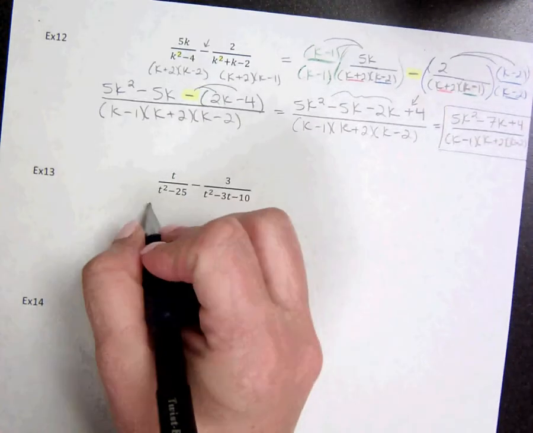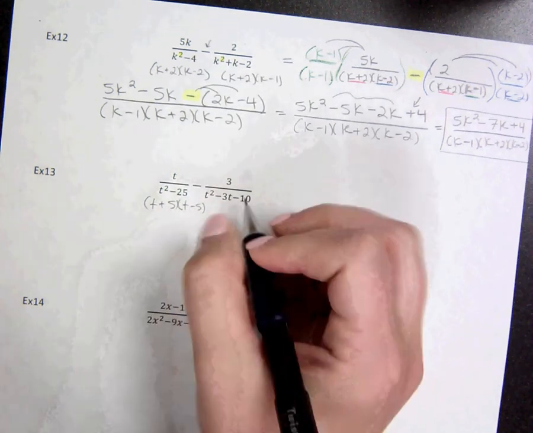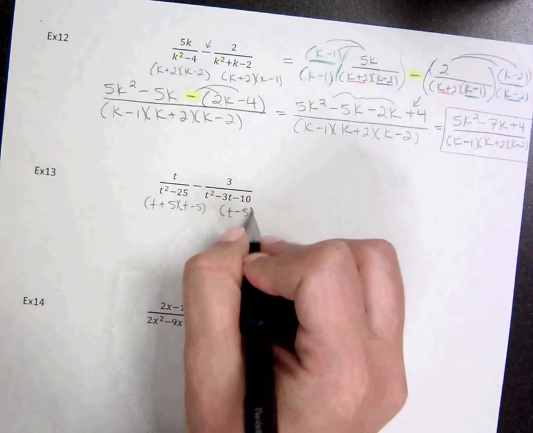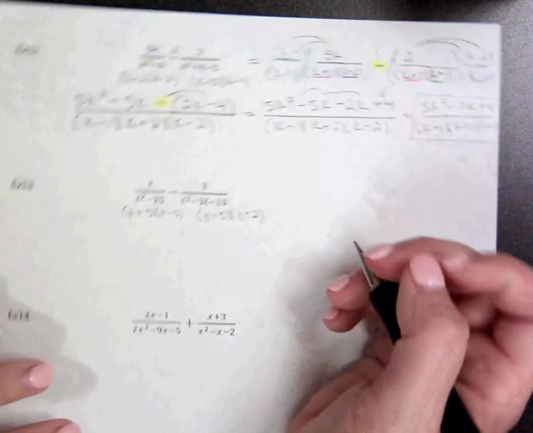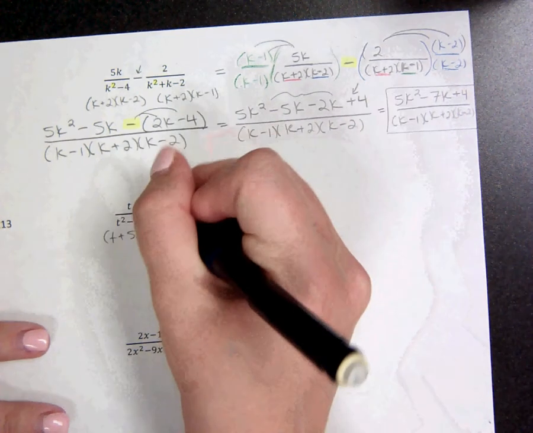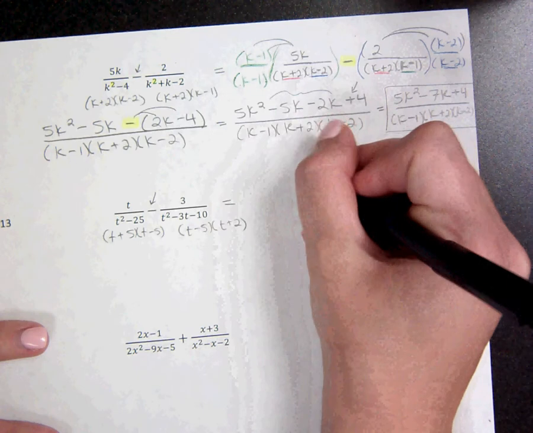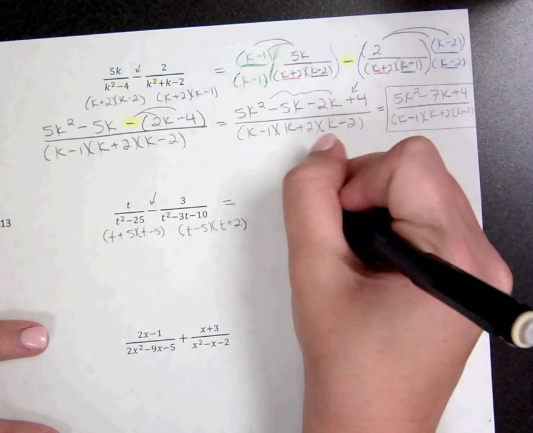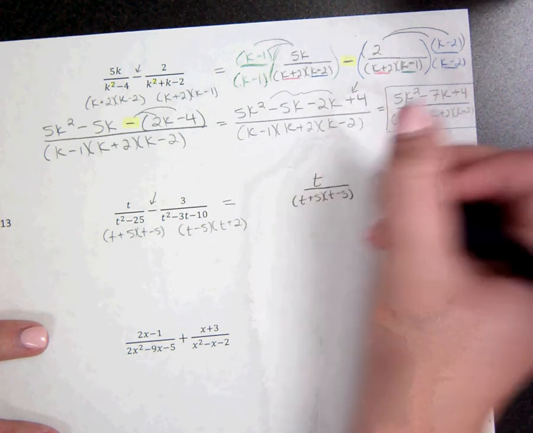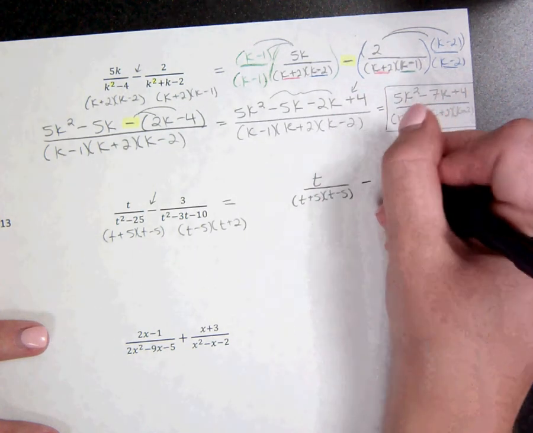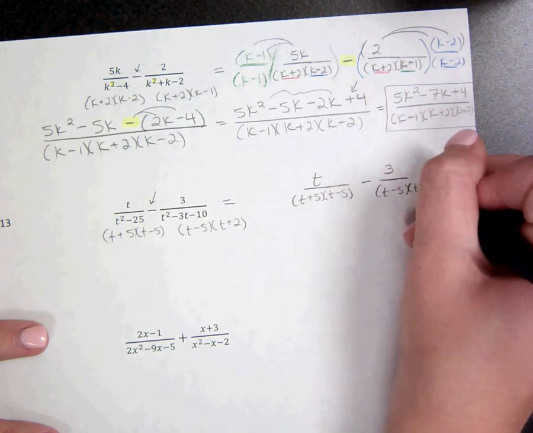Example 13 is very similar. We're going to factor the bottom of each one. We have a difference of squares and then just a regular trinomial. So we want to get those factored. Then we want to rewrite the problem. Be careful because it is subtraction. So we have t over t plus 5 times t minus 5 minus 3 over t minus 5 times t plus 2.